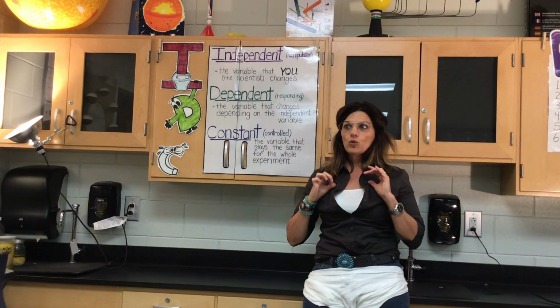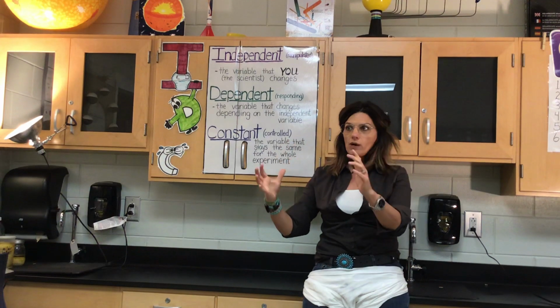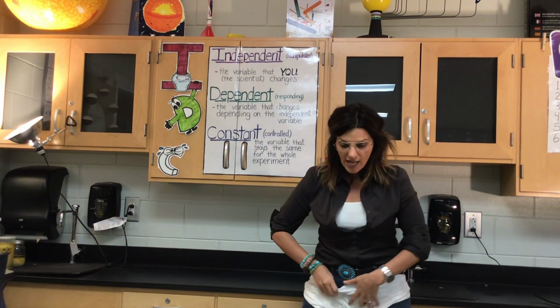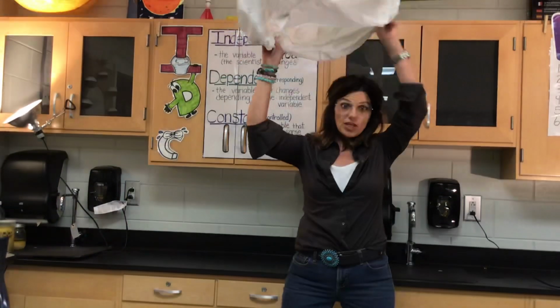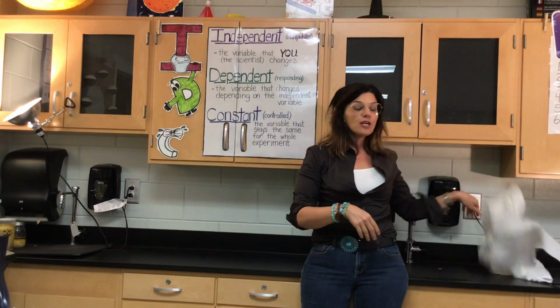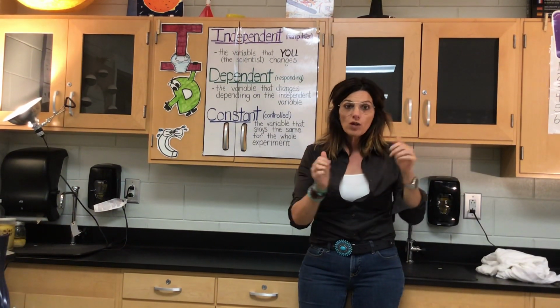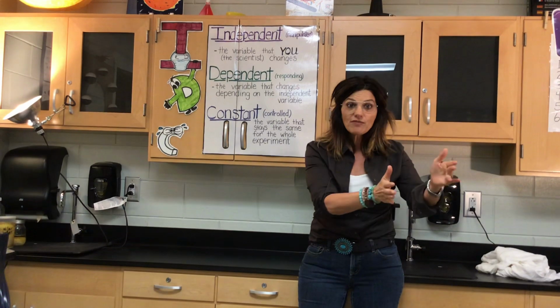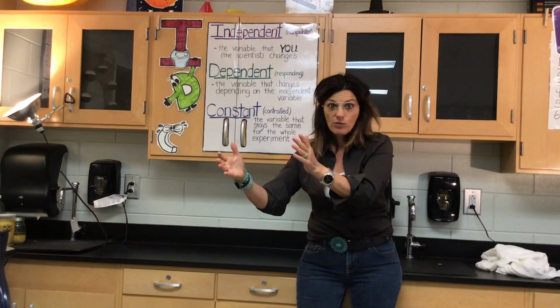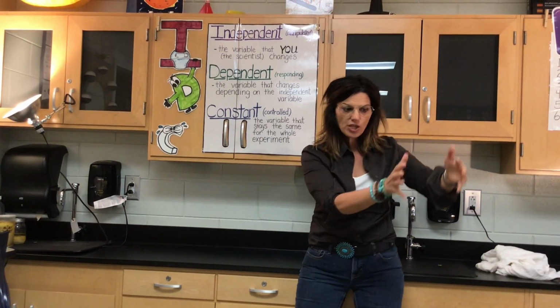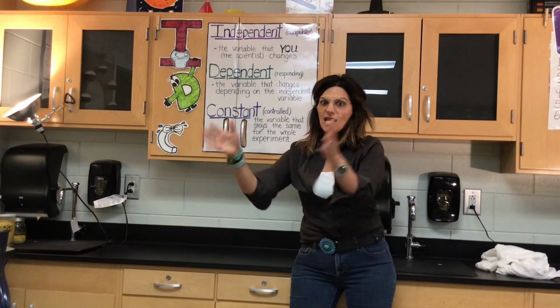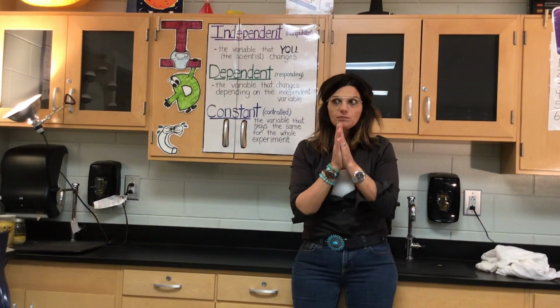I would be in control of physically what? It's whatever the scientist is going to be changing, like changing the diaper. I would be in control of putting the plant either in 5 hours of sunlight or in 10 hours of sunlight. I would be physically changing the amount of sunlight. That means that's the independent variable.